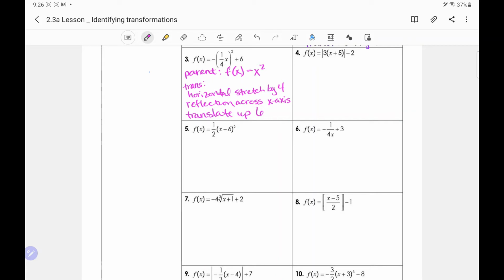So the parent function on that one is going to be f of x equals, and you're just going to put the x inside that double bracket, okay? That's the parent function. And then what are my transformations here? Well, I know I have the x minus 5 inside, and so that's actually going to translate me to the right 5 units.